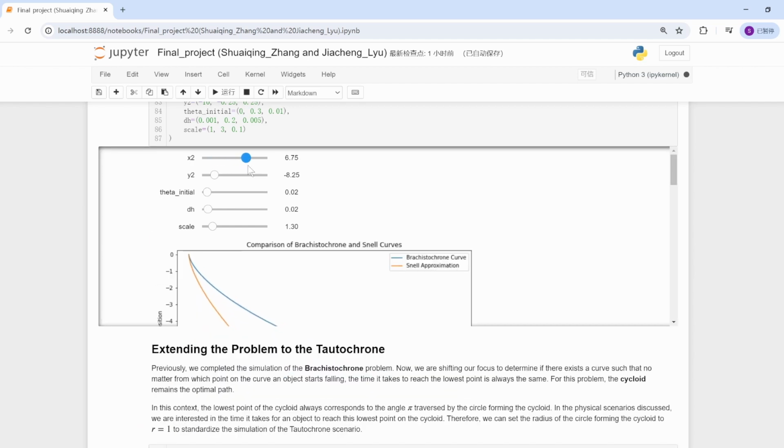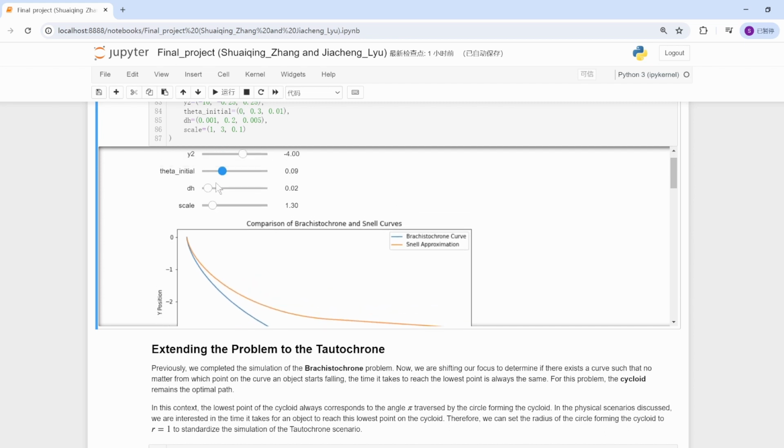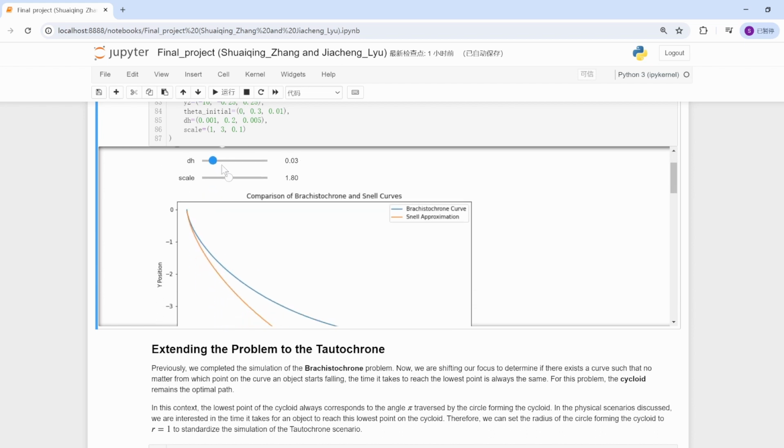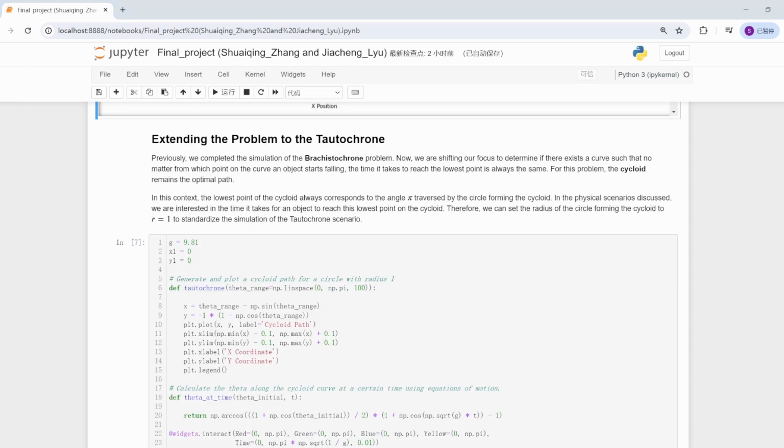We can change the interaction button here to fit the curves. We can find that Snell's law can simulate the Brachistochrone very well.